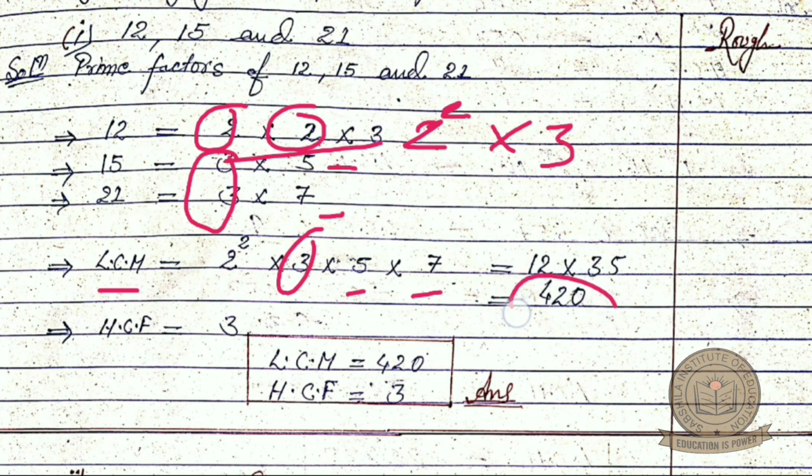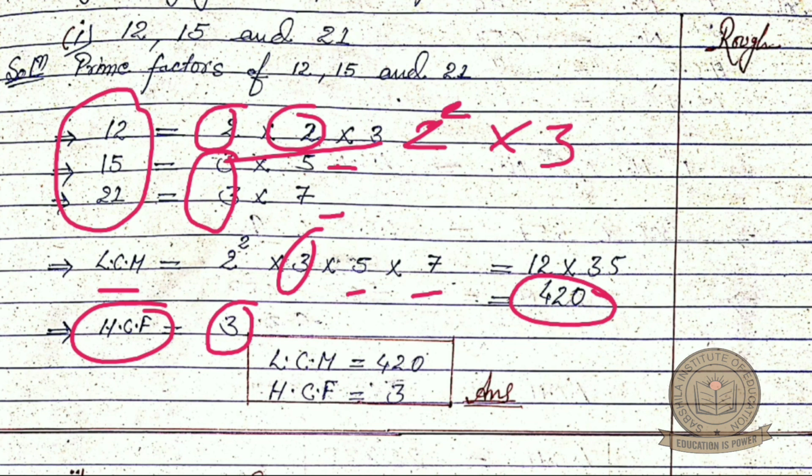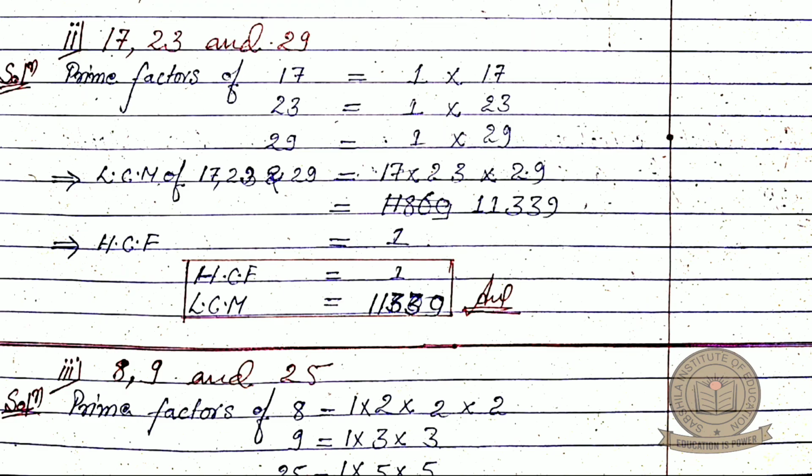what? 420. Now if you will see the HCF, that means what? Highest common factor. If you will see the highest common factor of the 3 numbers 12, 15 and 21, that is 3. So your answer is LCM is 420 and the HCF is 3. Getting everyone? Same thing you have to do in 2 numbers also.